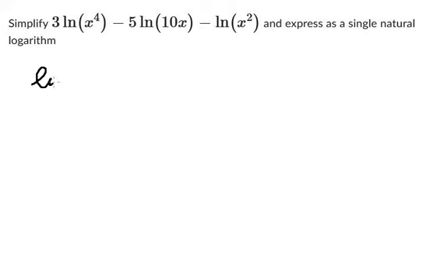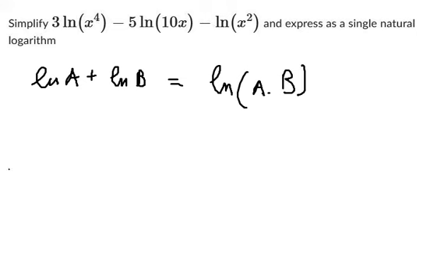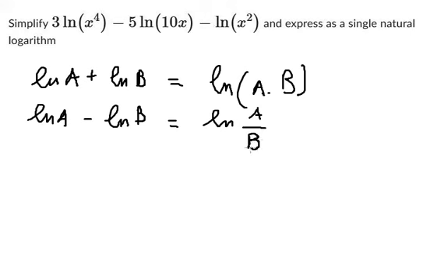We have ln of A plus ln B equals ln of A multiplied by B. The next one, ln A minus ln B, we have ln of A over B. Now we can apply two formulas in here.